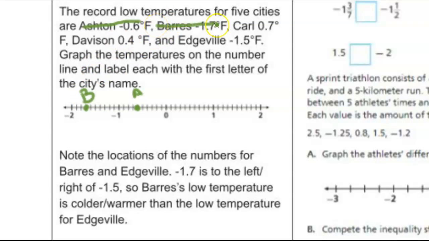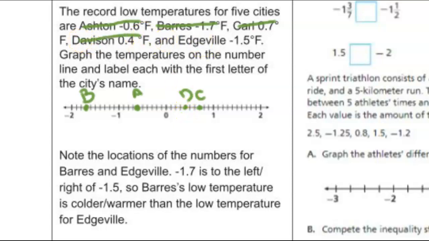Now it's important to mark them so that way it's easier to answer the questions below. Carl, we're positive. We're at 0.7. So we're going to go on the right-hand side of 0 and count to 7. 1, 2, 3, 4, 5, 6, 7. We're going to put a C for Carl. Davison is 0.4, so it's positive. We're going to count to 4 on the right-hand side. 1, 2, 3, 4. We're going to put a D for Davison.